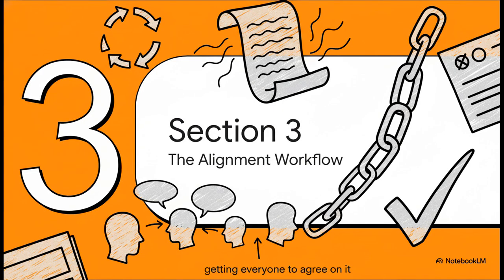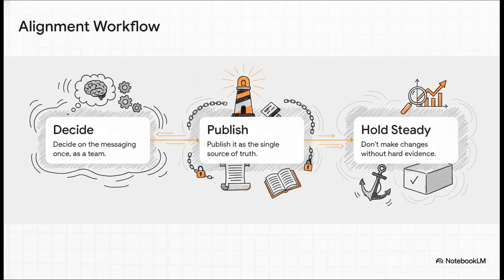So that all sounds great, right? But how do we actually create this thing and, more importantly, get everyone on board? Let's walk through the alignment workflow. The workflow itself is pretty simple, but listen, it is absolutely non-negotiable. You have to remember, messaging is an alignment artifact. It is not a creative free-for-all. The whole point here is to get consistency, not to have constant, chaotic changes.